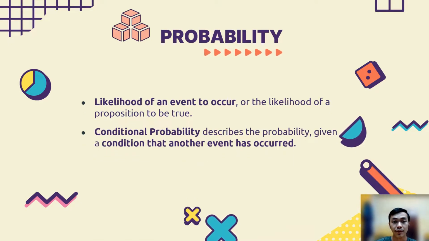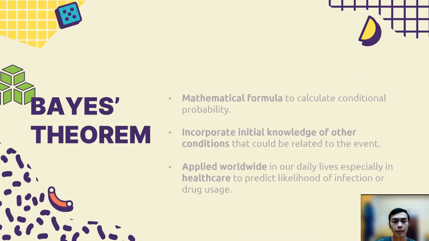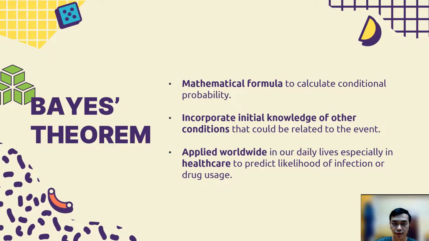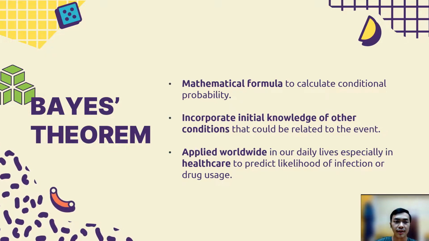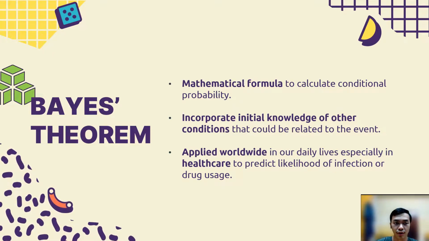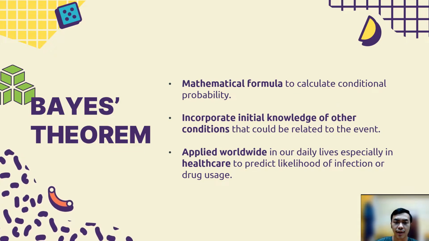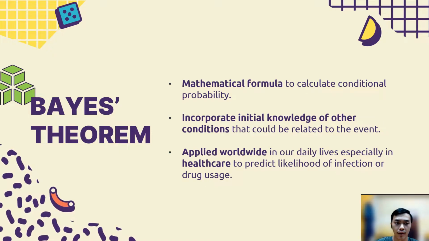Probability is a branch of discrete mathematics that describes the likelihood of an event to occur, or the likelihood of a proposition to be true. Conditional probability describes the probability given condition that another event has occurred. One of the formulas that can calculate conditional probability is Bayes' theorem. This theorem calculates conditional probability by incorporating initial knowledge of other conditions that could be related to the event. This theorem is applied worldwide in our daily lives, especially in healthcare, to predict the likelihood of an infection or drug usage. Now I will pass to Jeffrey for the history.